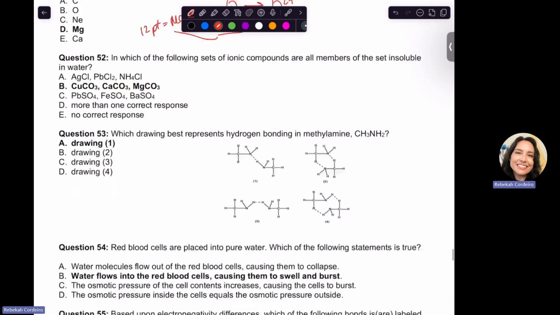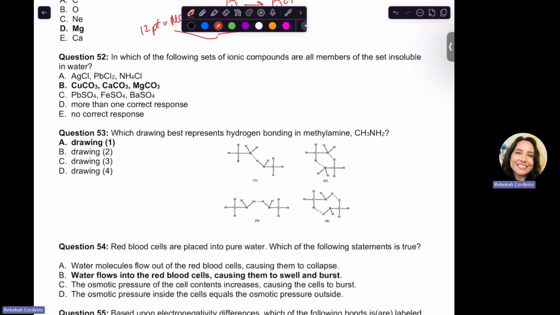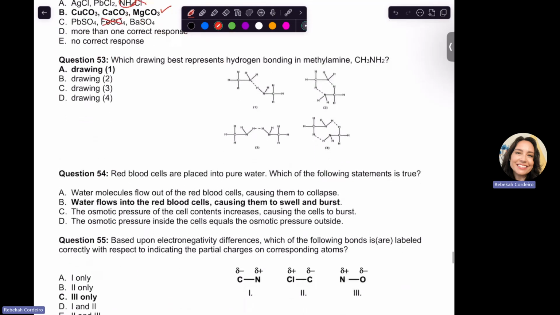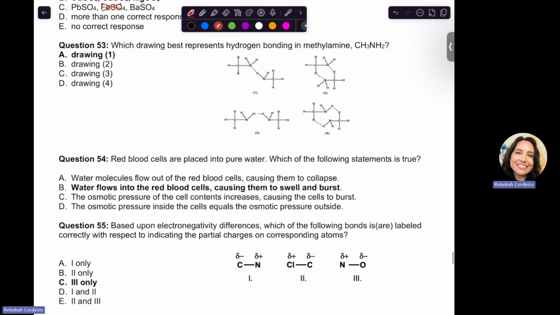Which are members of the ionic compound set insoluble in water? So ammonium is always soluble, so we get that out of here. Lead, sulfates are soluble, except for a few exceptions, that iron is not one. And then carbonates are mostly insoluble, and there's no exceptions there. Just look at your rules on your formula sheet.